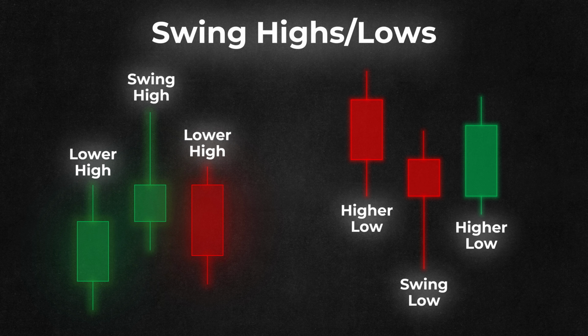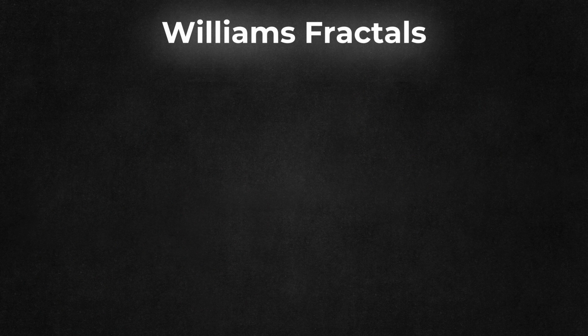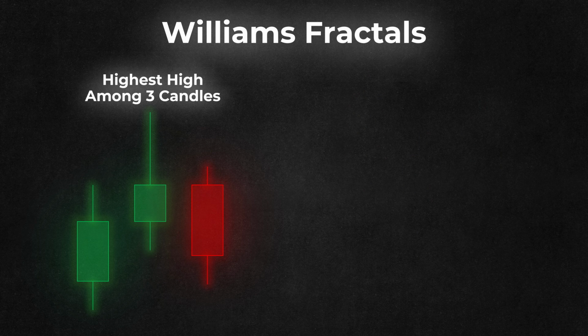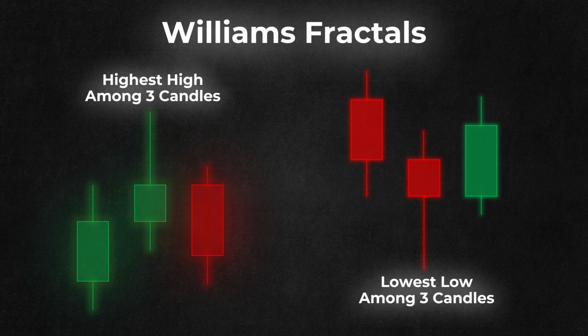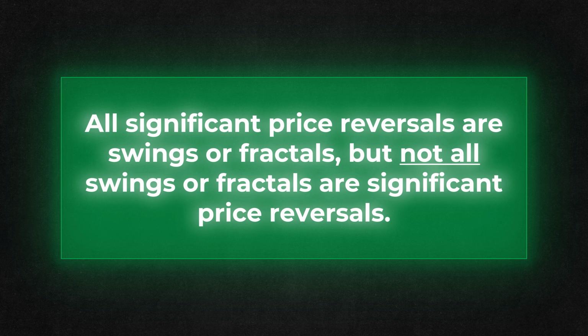Another way of understanding market extremes is through Bill Williams' definition of fractals. A fractal high is the candle with the highest high among an odd number of candles, usually 3 or 5. A fractal low is the candle with the lowest low among an odd number of candles, usually 3 or 5. The important thing about this is that when a swing or fractal is formed, we have a potential reversal because all significant price reversals are swings or fractals. But of course, not all swings or fractals are significant price reversals.